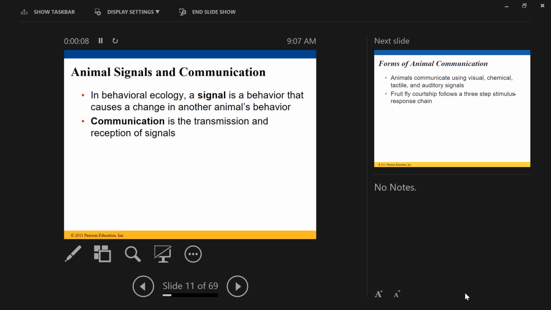Picking up, back to talking about behaviors, there's a word that we see all the time, but in biology has a very specific meaning, and that's the word communication. Communication has a very specific meaning in biology: it's the transmission and reception of signals. I think it's sad to define communication that way. But a signal is any behavior that triggers another animal's behavior.